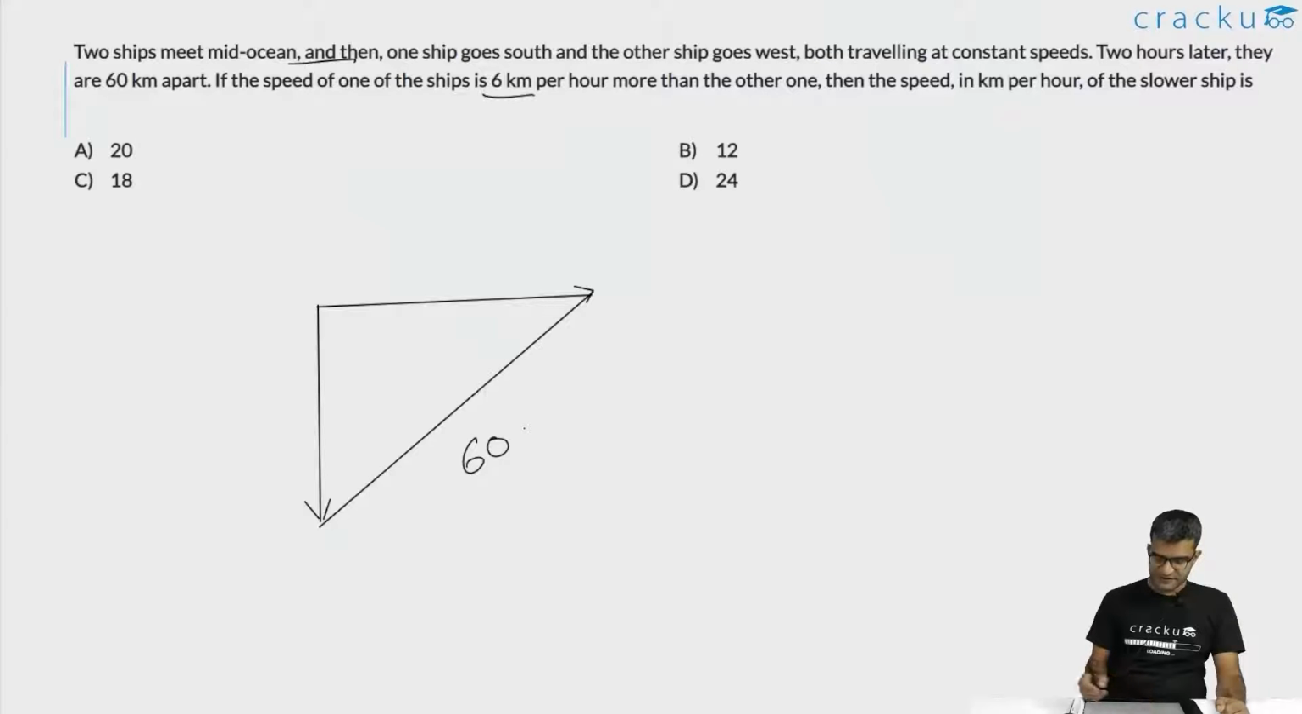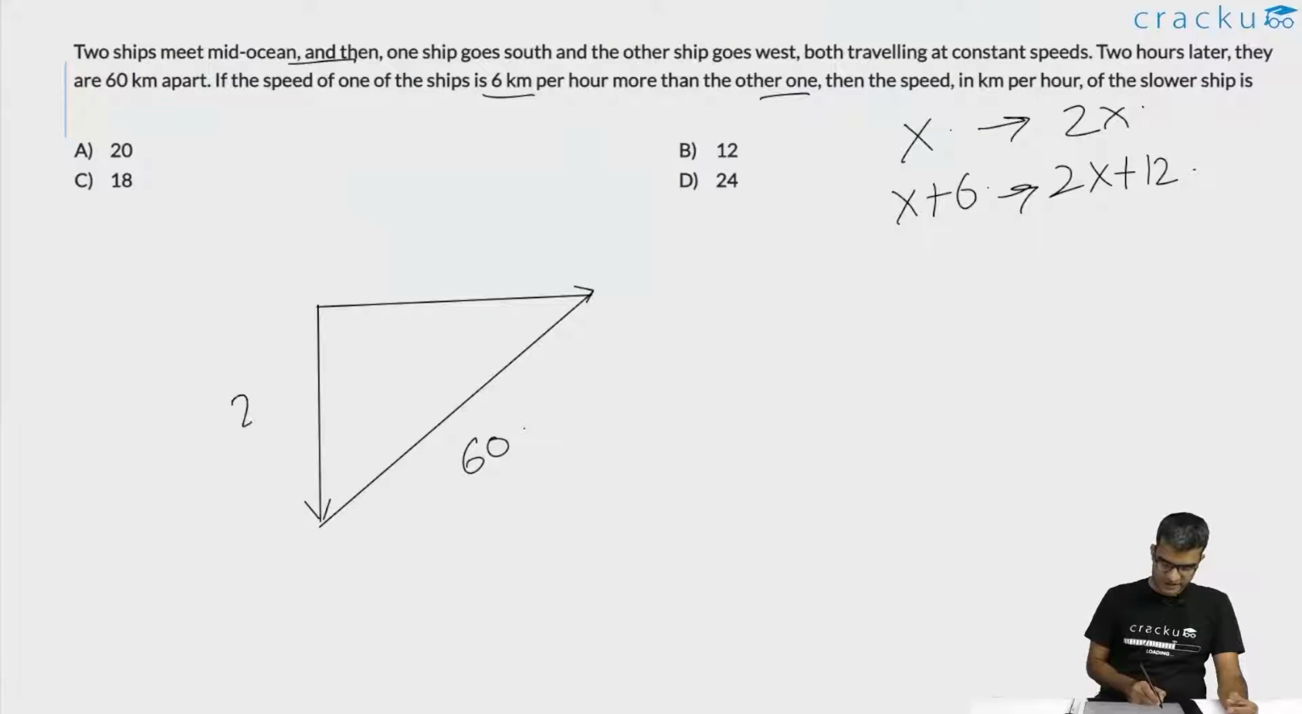If the speed of one of the ships is 6 kilometers per hour more than the other one, let us assume that the speed of the slower boat is x, so the speed of the faster boat will be x plus 6. In 2 hours, the slower boat will travel 2x and the faster boat will travel 2x plus 12. They form a right angle triangle. The length of the hypotenuse is 60. So using Pythagoras theorem, we can calculate the value of x.